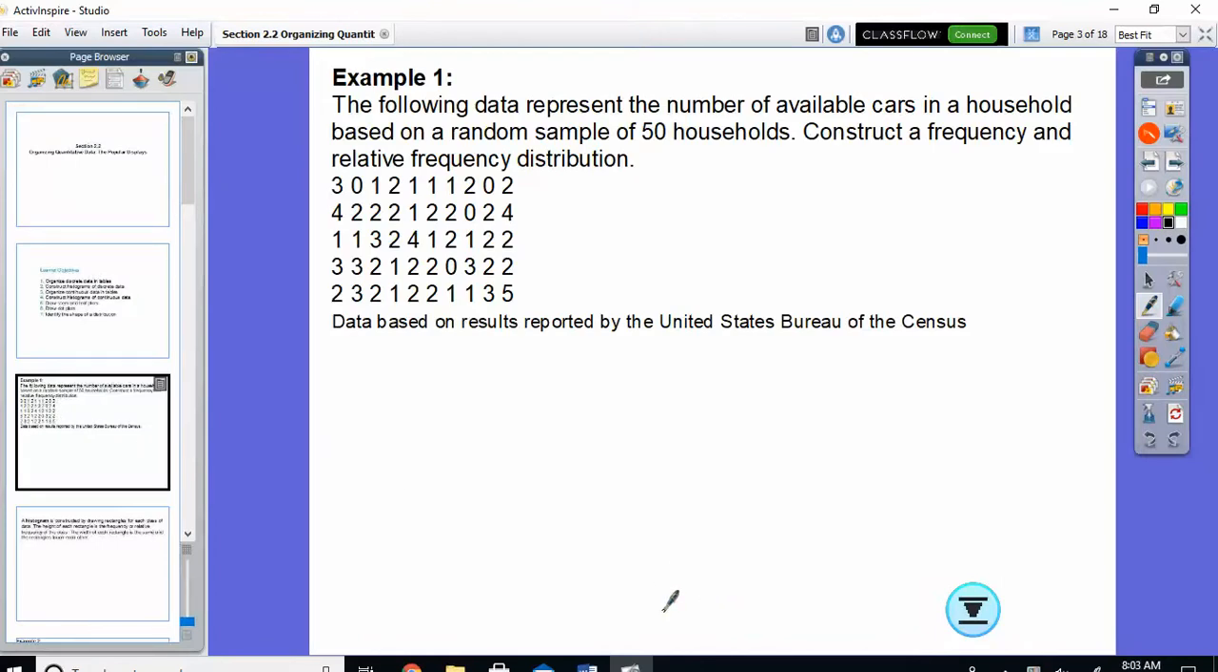The following data represent the number of available cars in a household based on a random sample of 50 households. Construct a frequency and relative frequency distribution. So that's what we did yesterday. We talked about how to make those things. So let's refresh. What would I put for my columns?